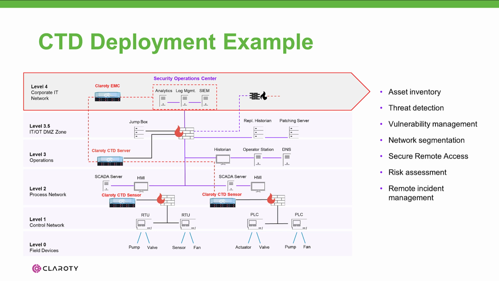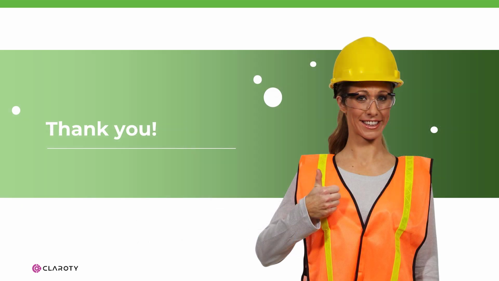Claroty also uses three different detection methods: active, passive, and AppDB. Individually or altogether, these detection methods provide you finely detailed visibility and asset monitoring capabilities. With that, we conclude the section on CTD deployment architectures, and thank you for your time.